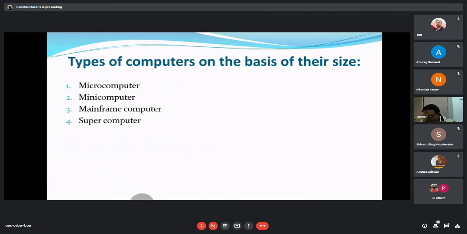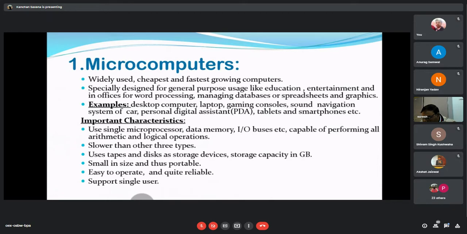First, let's talk about microcomputers. They are the widely used, cheapest, and fastest growing computers. They are specially designed for general purpose usage like education, entertainment, and in offices for word processing, managing databases or spreadsheets and graphics. Examples of microcomputers are desktop computers, laptops, gaming consoles, sound navigation systems of a car, personal digital assistants, tablets, and smartphones, etc.